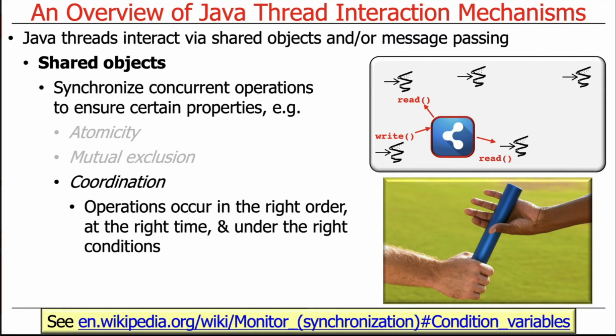Yet another property is coordination, which is designed to ensure that operations occur in the right order, at the right time, and under the right conditions. And the word condition is very important. We'll talk a tiny bit about that here and there, although this is really a topic that's reserved more for a course that focuses entirely on concurrency and synchronization.